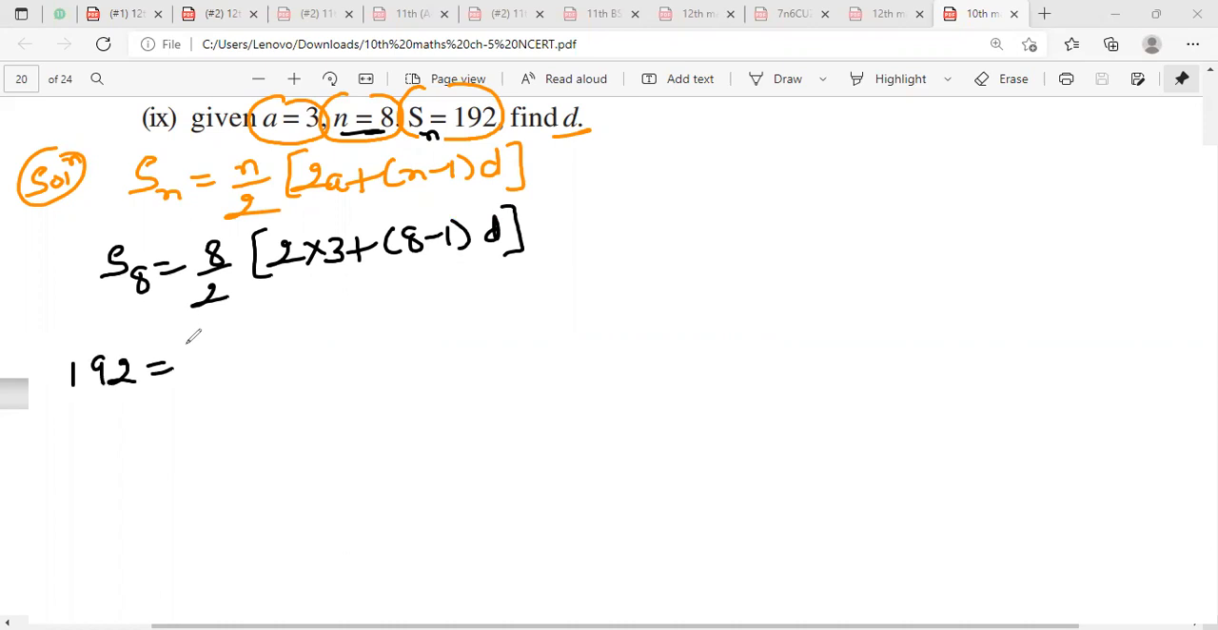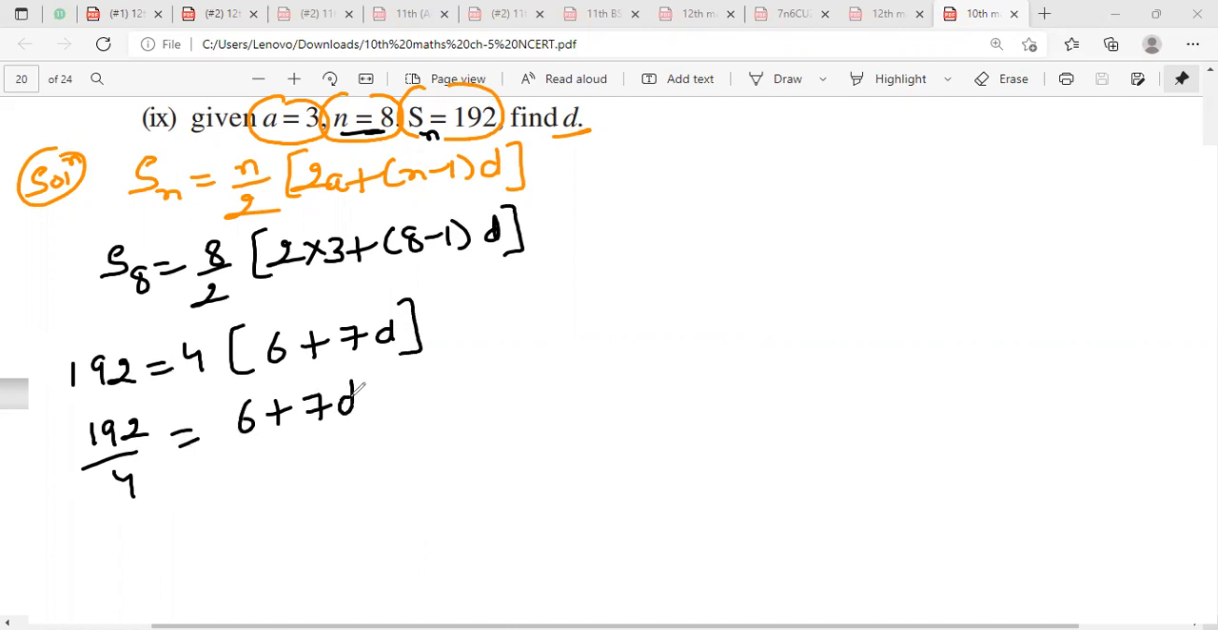8/2 कितना हो जाएगा आपका, दैट इज 4. 3 2 जा कितना हो जाएगा आपका 6. 8 minus 1 हो जाएगा 7. राइट, 192 को 4 से डिवाइड करो, 192/4 इज इक्वल टू 6 प्लस 7d. इसको 4 से डिवाइड करोगे तो 4 4 जा 16 एंड 4 8 जा 32. तो बेसिकली 48 इक्वल टू 6 प्लस 7d, राइट.